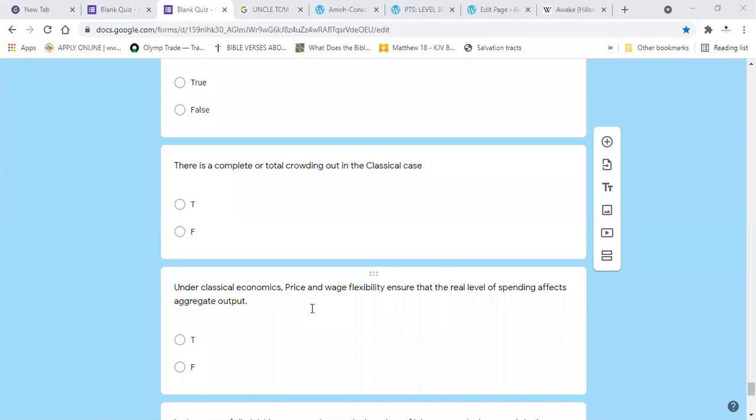You see, for them, under classical, when you change spending, if you change investment, we saw that there will be no change in the output level. It will only change the components of the aggregate spending. If we change government spending, there's no change in Y. It will only cause changes in investment and consumption. So no, it doesn't affect the aggregate output.